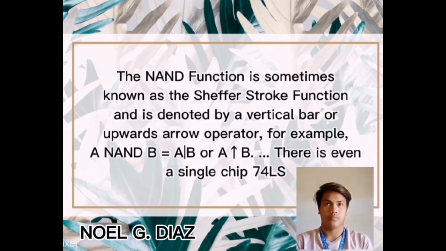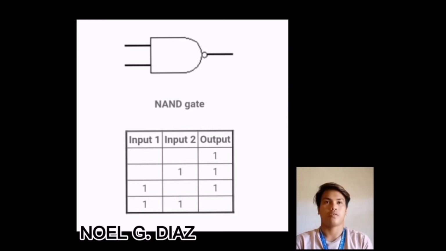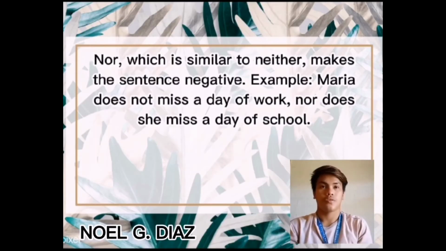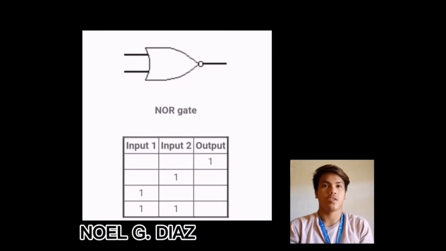The NAND function is sometimes known as the Sheffer stroke function, and it's denoted by a vertical bar or upwards arrow operator. For example, second is NOR, which is similar to neither, to make the sentence negative. Example: Maria does not miss a day of work, nor does she miss a day of school.